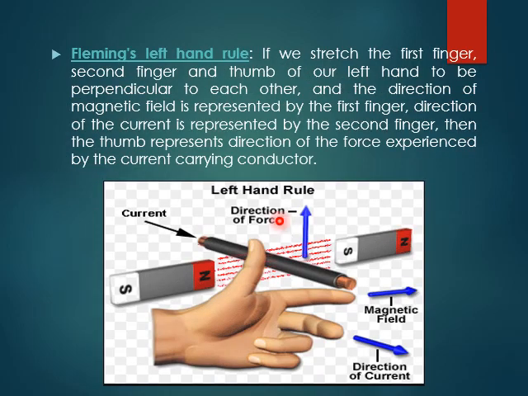Fleming's left hand rule. If you stretch the three fingers, right, the thumb represents the direction of force, the forefinger represents the direction of magnetic field, the middle finger represents the direction of current. So as the field is moving from north to south, the current is coming out of the conductor and it makes the conductor move upward. That is the force which is given on the conductor. Right.